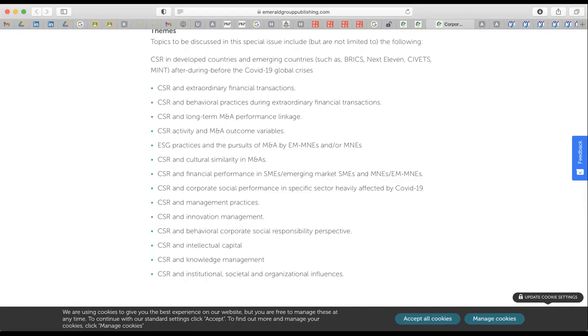And again, in the context of COVID-19 global crisis. So you see, and the BRICS, the Next 11, the CIVETS, the MINTs. So you need to study these areas in this context. And all these gaps have been identified for you by the general editor, who is a very knowledgeable person. So this is how you identify a good topic. And then you'll just search on these topics and you'll find a paper that is relevant and find further papers that are relevant and just design your study. Okay. That's how it works.